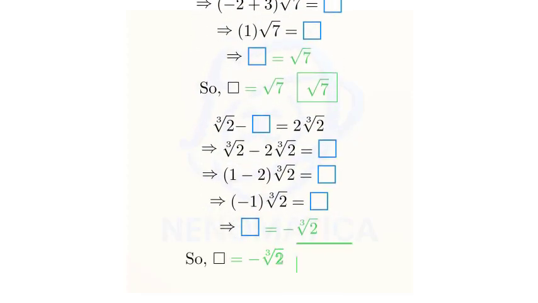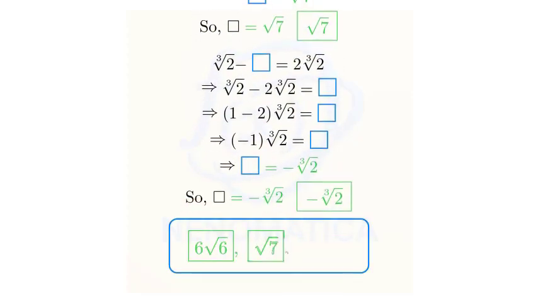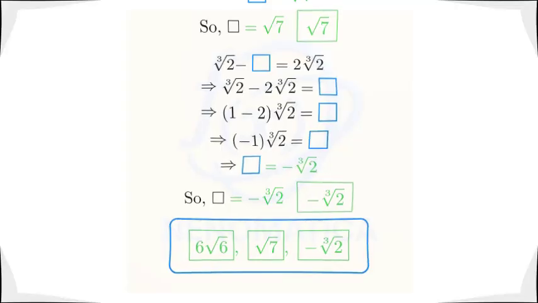Summary. The three missing values are 6 times square root of 6, square root of 7, and negative cube root of 2.